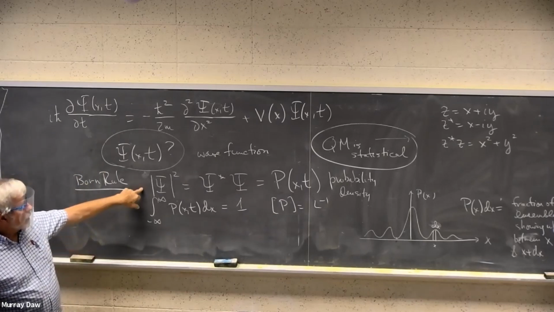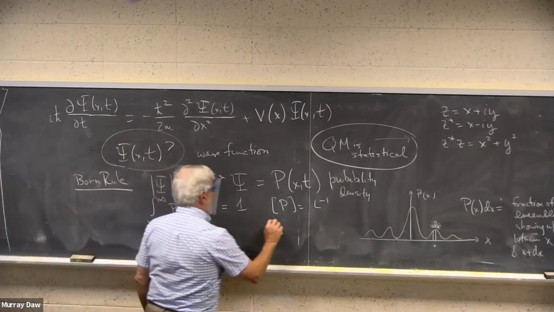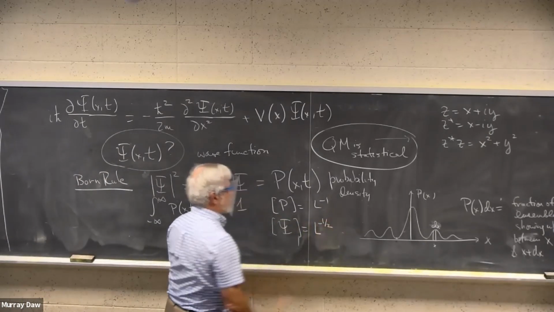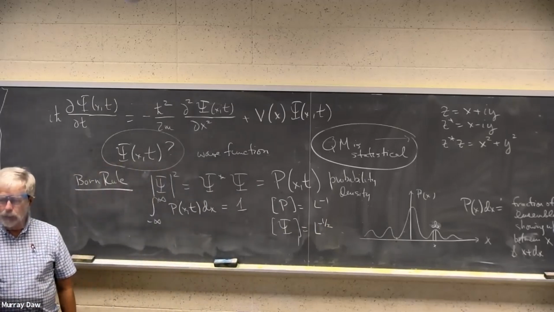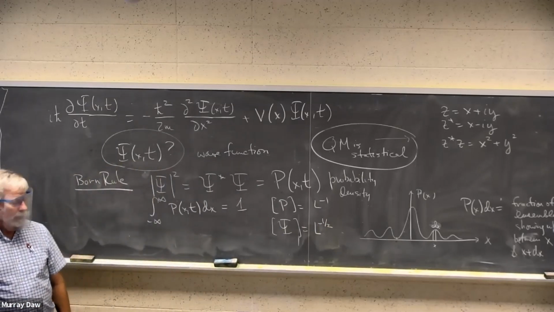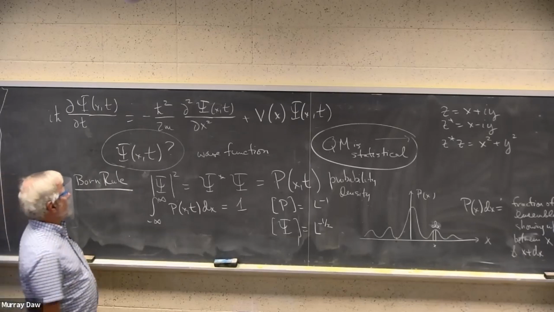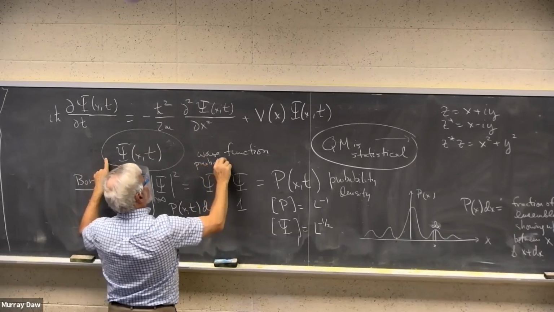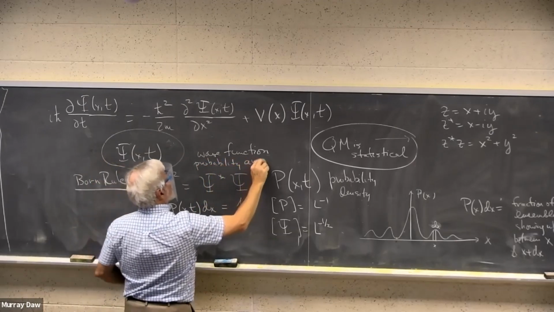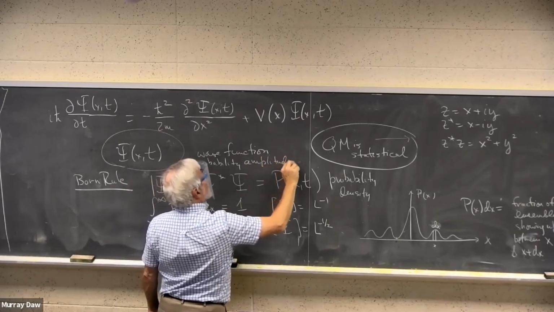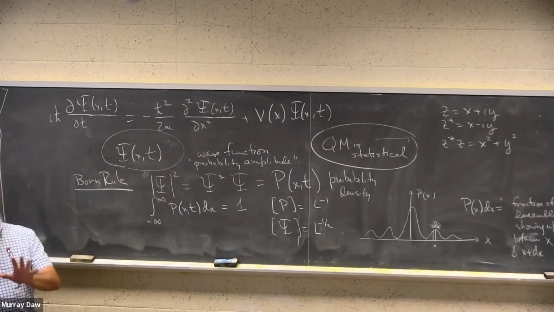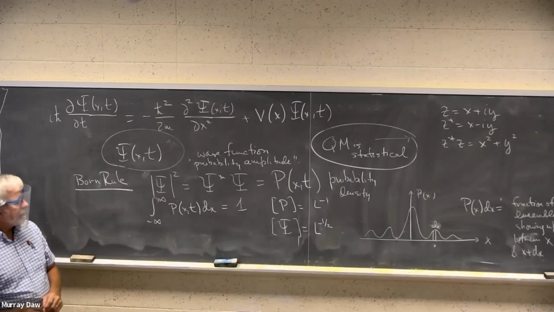So what does that say about the dimensionality of psi? It's like 1 over square root of length. It's called a probability amplitude. So psi is called a probability amplitude, related to the probability in that its complex magnitude squared is the probability density. Okay.